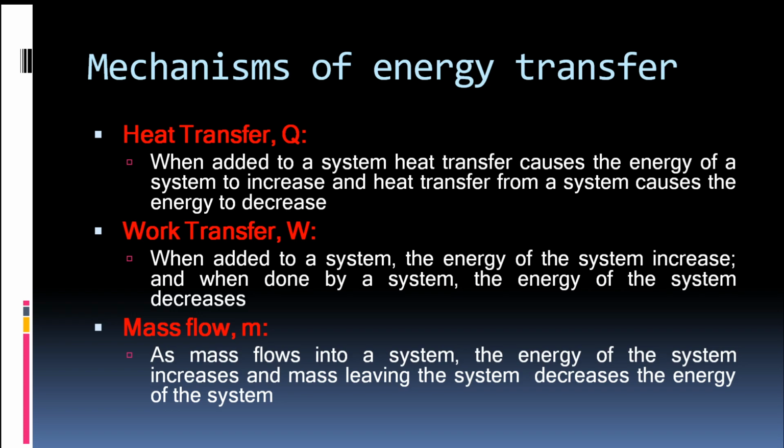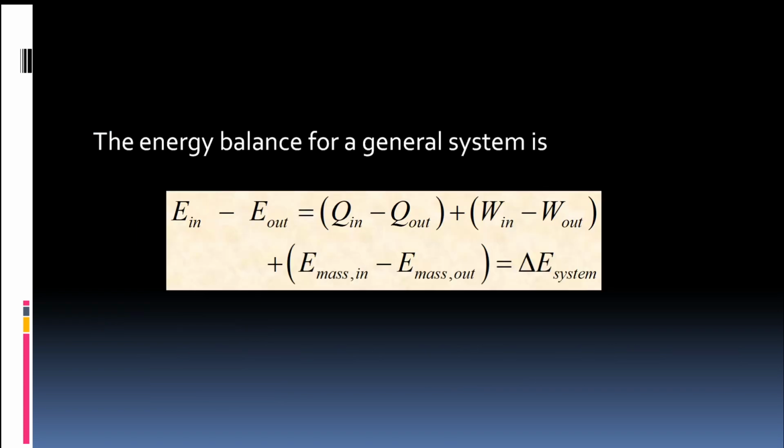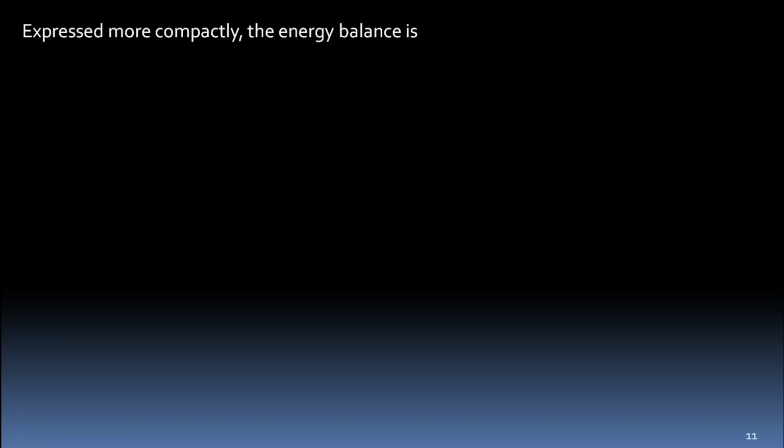Fine. So heat transfer is represented by Q12 in a process, W12 for work transfer, and mass flow is denoted by m. So generally, considering all three forms of energy transfer for a general system, we can write the change in energy: E in minus E out is equal to Q in minus Q out plus W in minus W out plus energy in the form of mass flow in minus energy in the form of mass flow out. That is equal to delta E, the change in energy of the system.